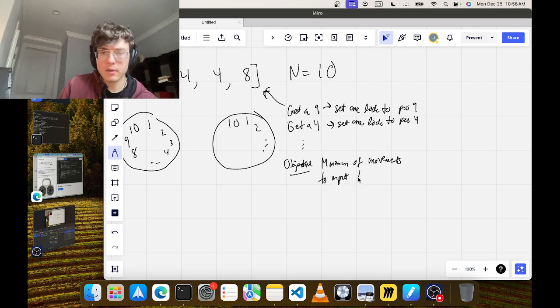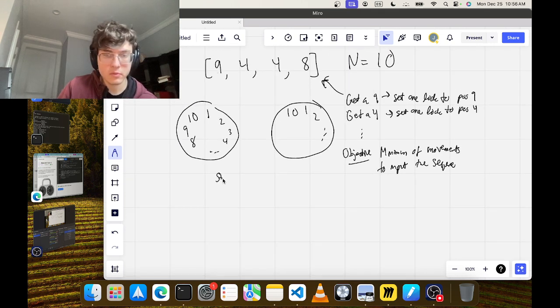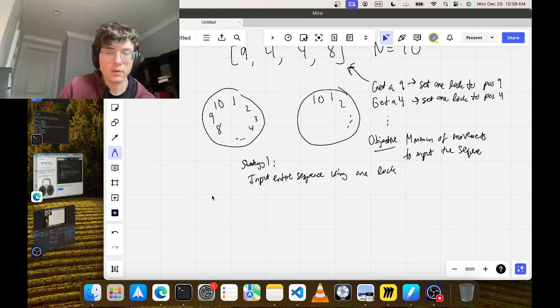Looking at the example, strategy 1 would be to input the entire sequence using just one lock. So you don't use both locks, you just use one lock. The way I write this is, here we start with 1, 1. So both locks start at position 1, 1.